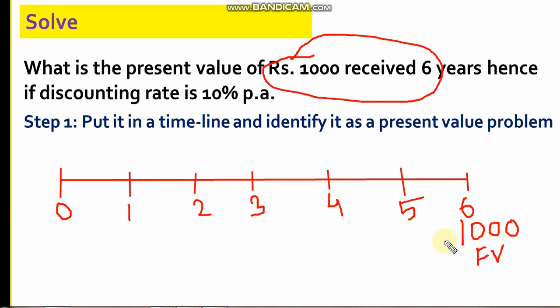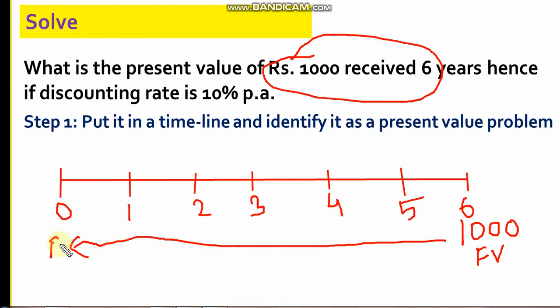What I have to do, I have to calculate the present value of that 1,000 rupees. That means I have to calculate the value of that 1,000 rupees in today's terms. So I have to calculate the present value of this 1,000 rupees, right? What is my formula? Formula is simple: present value is equal to future value, right, of some time in future, now it is 6th year, divided by 1 plus that rate of discounting, right, to the power n.